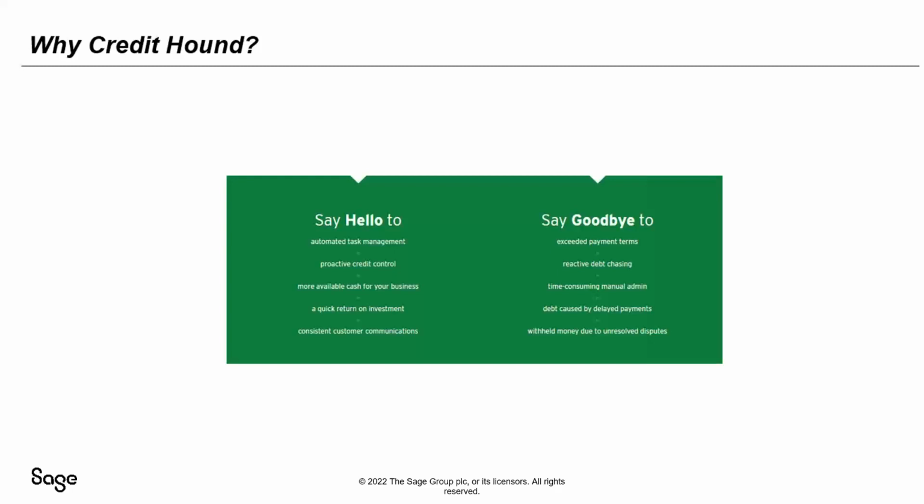So what is Credit Hound and how can it help you? Ultimately, Credit Hound is all about streamlining your accounts receivables processes to ensure timely payments, reduce the amount of late payments, and maximize your cash flow. So picture it as having a little sidekick who handles all your credit management tasks, from chasing down late payments to keeping the cash flowing smoothly, so you can let Credit Hound do the heavy lifting while you focus on growing your business.